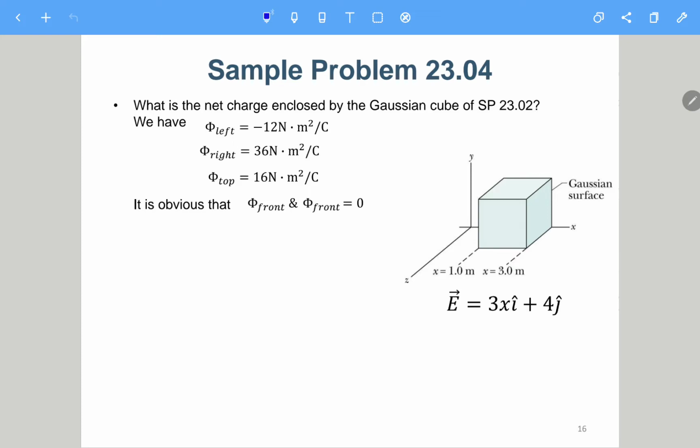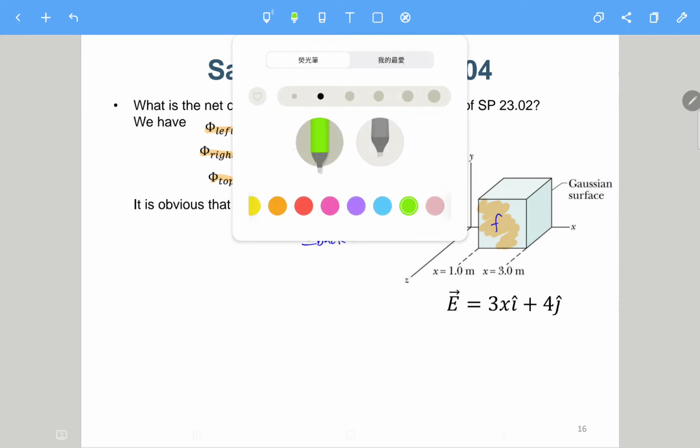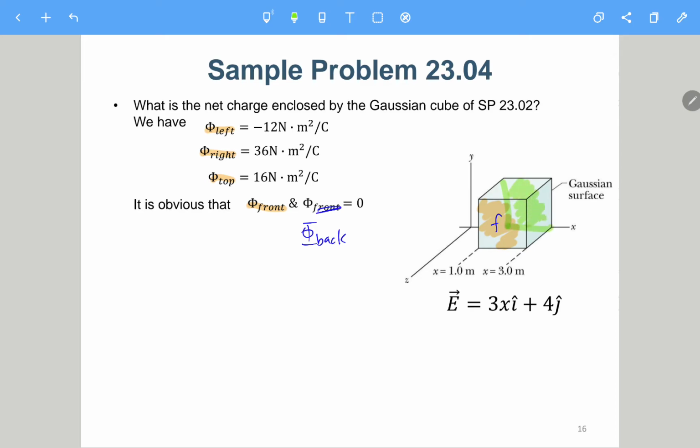We have seen it yesterday, and actually we have already calculated phi left, phi right, and phi top at that time. So it is obvious that phi front and phi back should be computed next. Front is this side. This is front, and that one should be back. If you have ever played the magic cube, you know: top down, left right, front back.